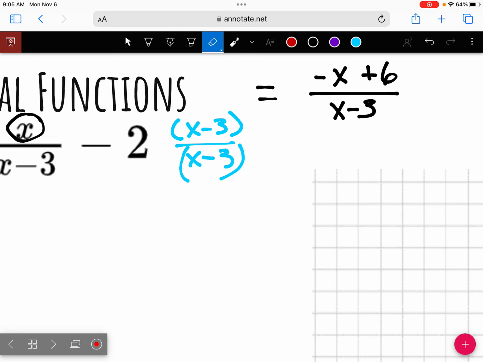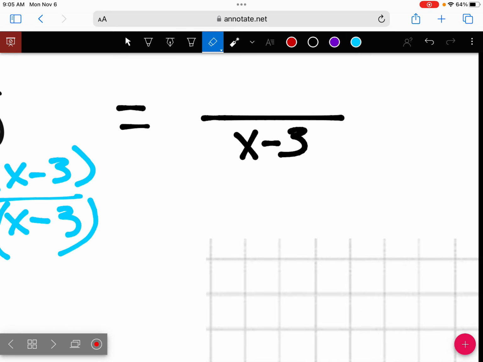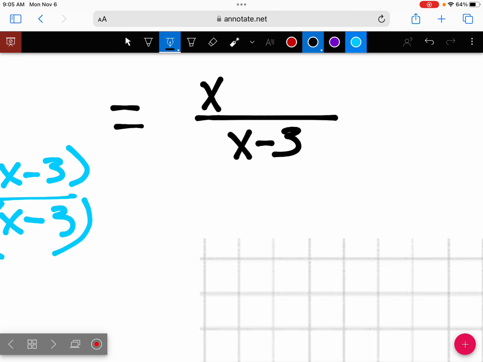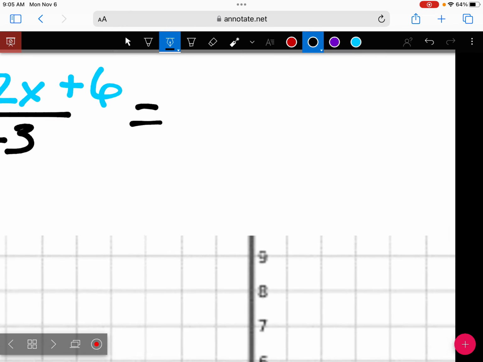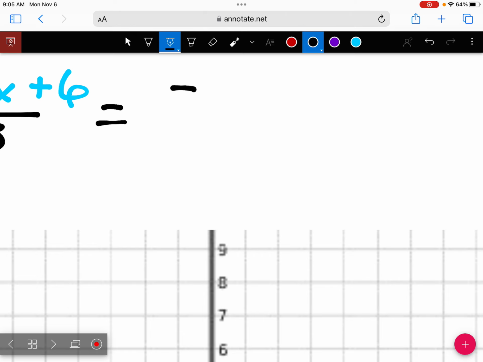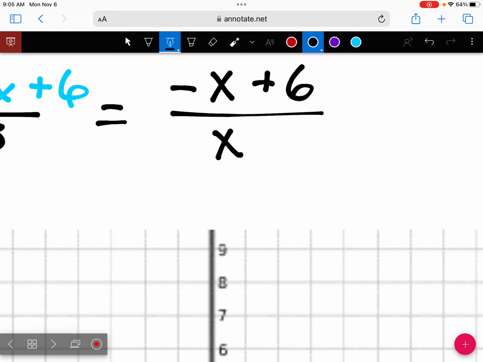Yeah. Yep. So this gives us x minus 2x plus 6, distributing that minus 2 out. So then we're combining our like terms. We have minus x plus 6 over x minus 3.